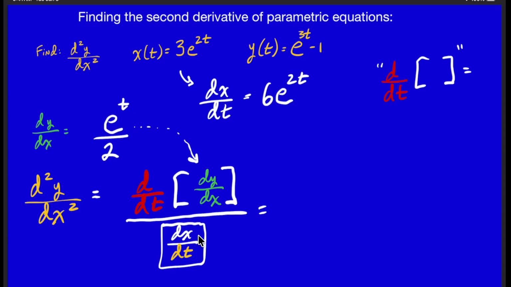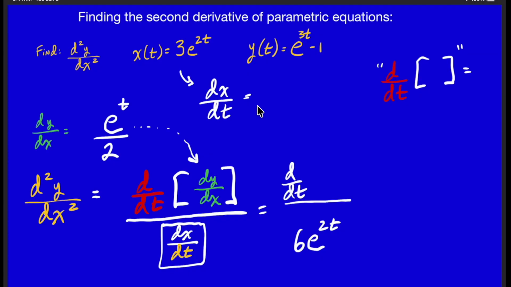We're not going to take any derivative down below. We're just going to take this dx/dt that we got and put that in the denominator as is. We're not going to do anything to that. All right. Now we're going to take the derivative with respect to t of e to the t over 2, which is 1/2 e to the t, and that stays as is, because by the chain rule, the derivative of t with respect to t is just 1.